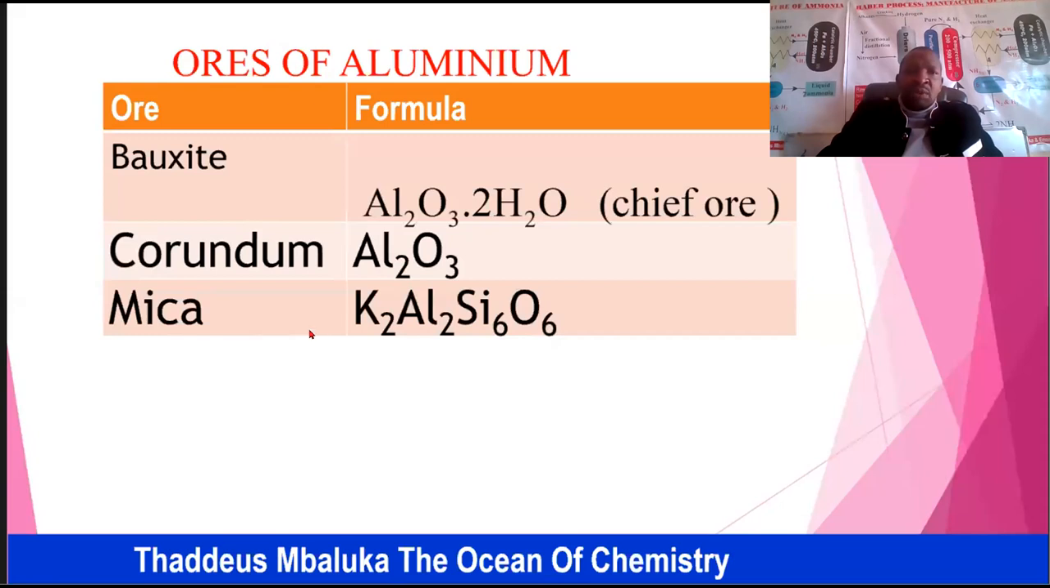So that's the difference. Then we have the mica, which is simply a double salt: potassium aluminium silicate. So those are the ores. At least make sure that you're able to name at least two main ores of aluminium.